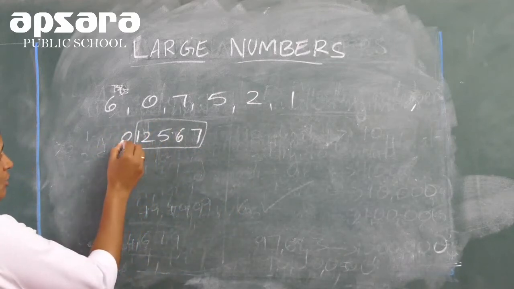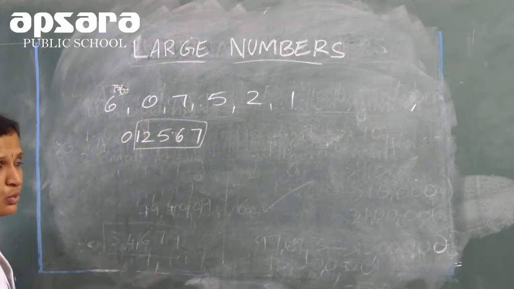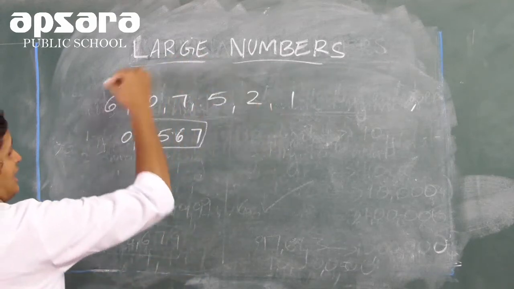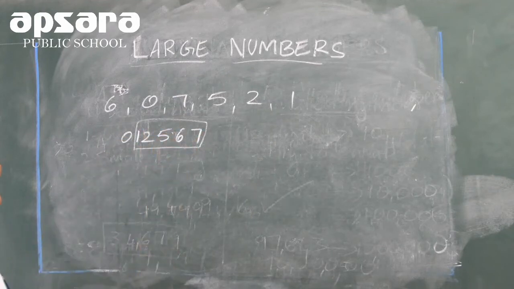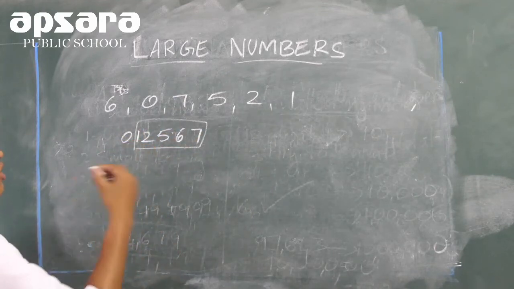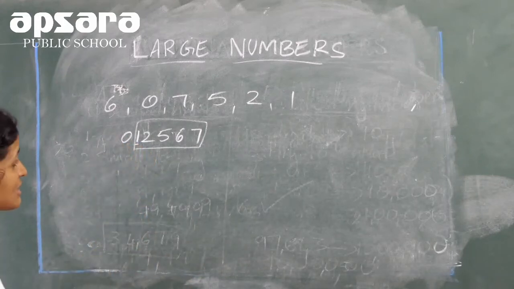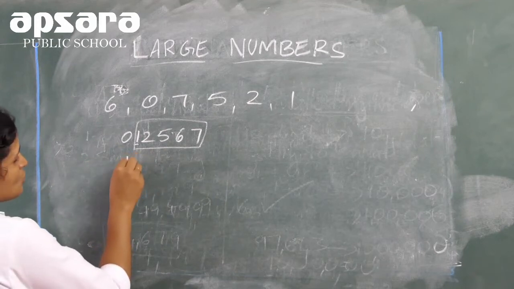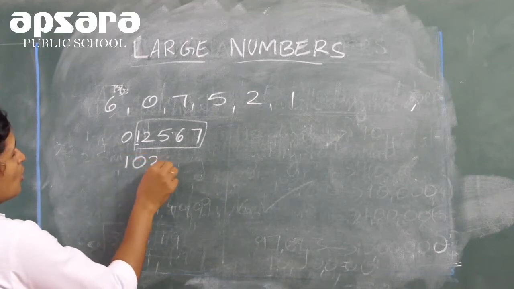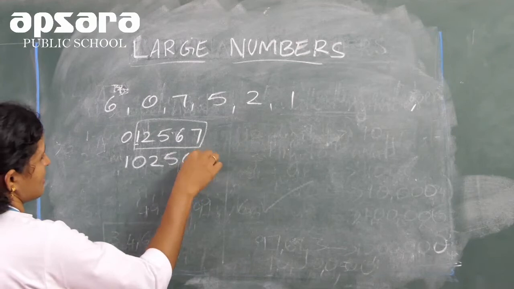But when you write 0 in the beginning, there is no value. So in such a case, when you write the smallest number, what you have to do? You have to take the next smallest number first. Which is the next smallest number here? 1 is the next smallest digit, right? So we write it 1, 0, 2, 5, 6, 7.